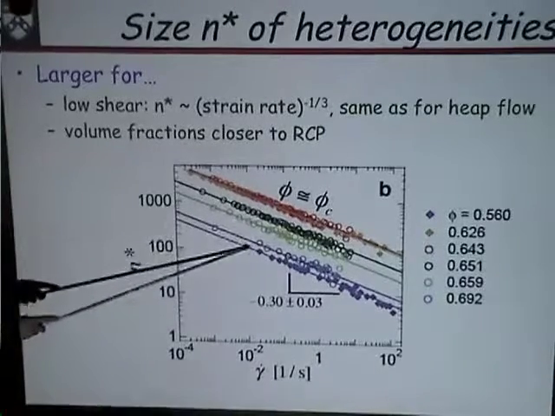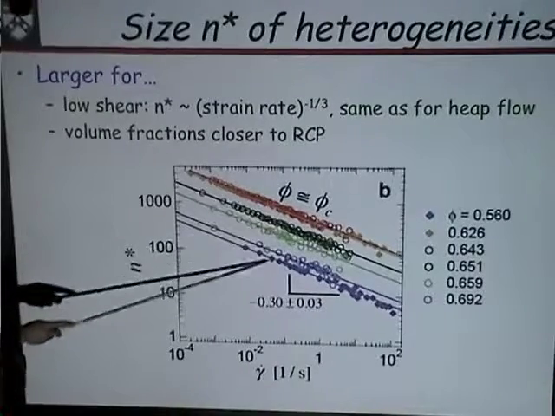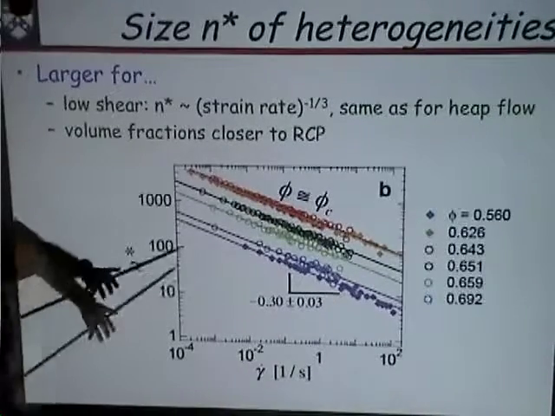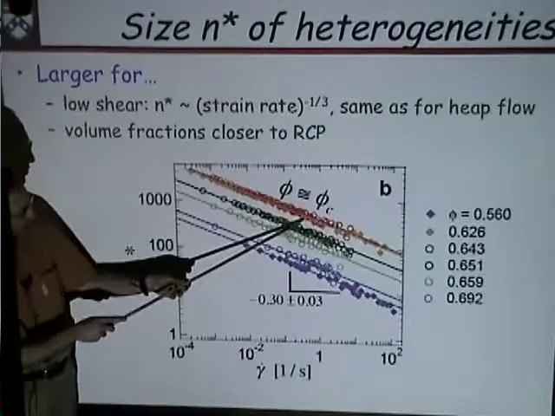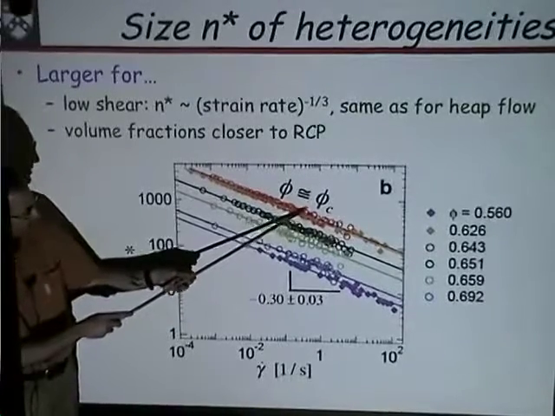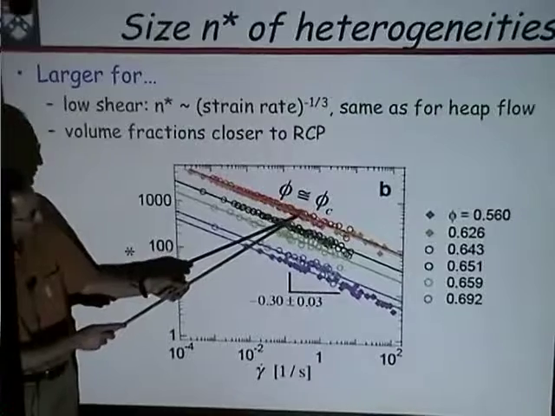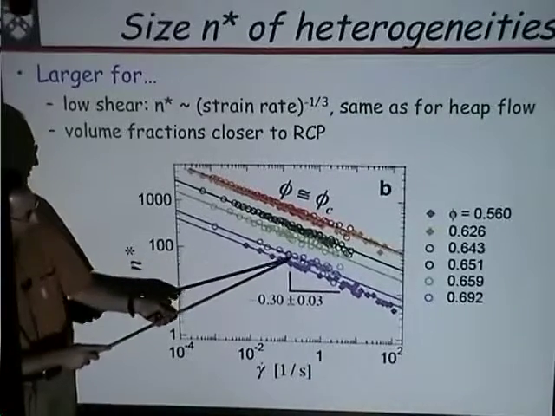The solid points here and here are the ones below jamming. So this is far below jamming. As we go towards jamming, it goes up to these other solid points. Right around phi c, it's up here. As we go further and further above phi c, we go back down.